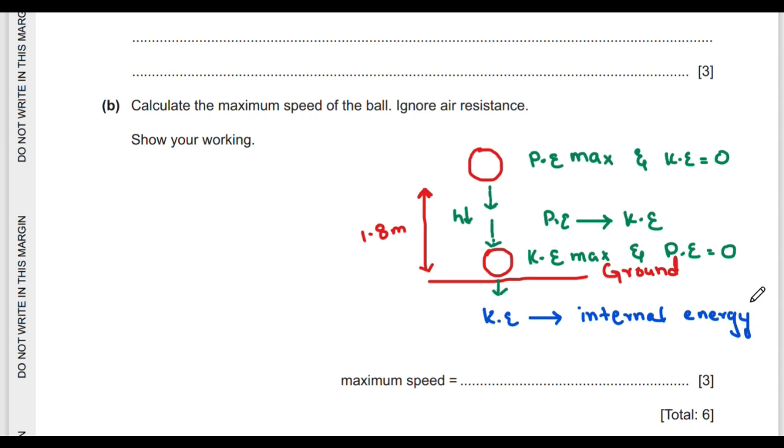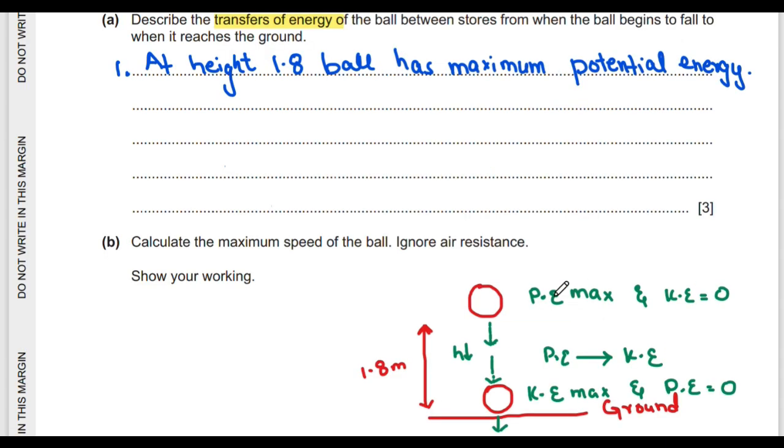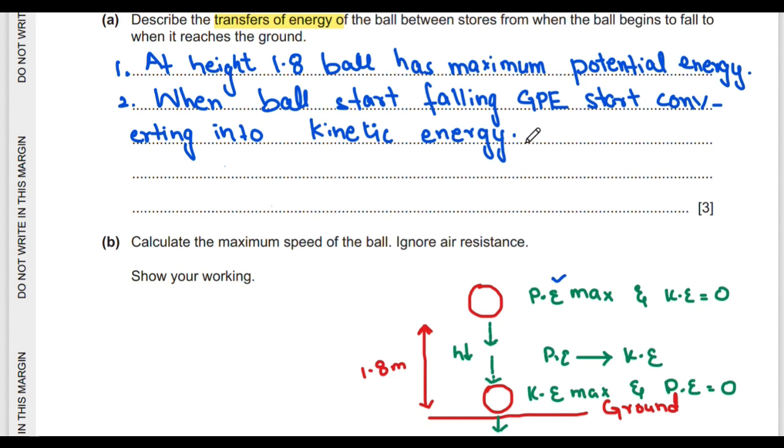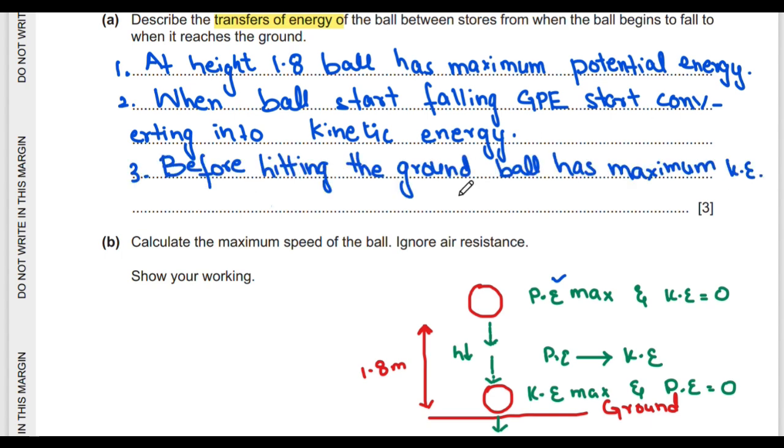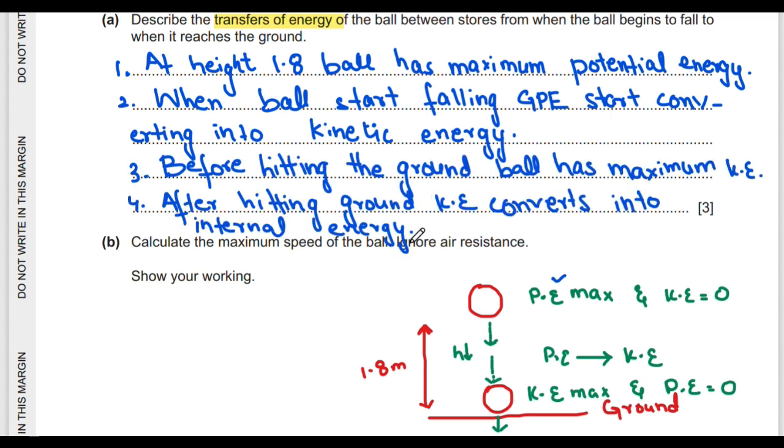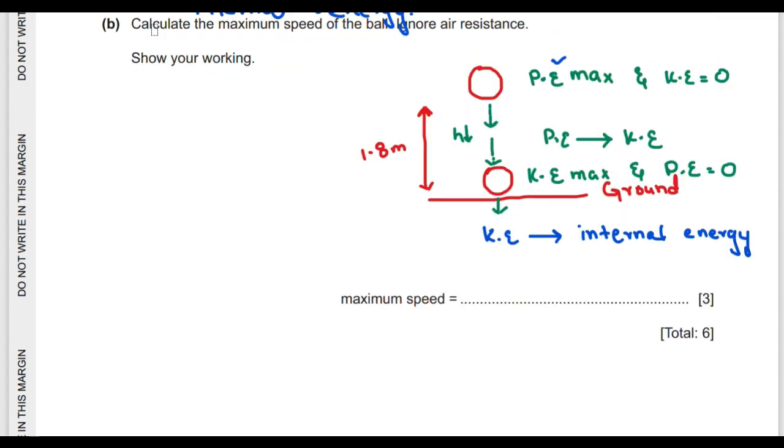Remember, at the height the potential energy was maximum, and all the potential energy converts into kinetic energy at the minimum height. So I'm writing at height 1.8 the ball has maximum potential energy, and then when the ball starts falling, the gravitational potential energy starts converting into kinetic energy of the ball. Before hitting the ground, the ball has maximum kinetic energy, and after hitting the ground, the kinetic energy converts into internal energy of the ball.